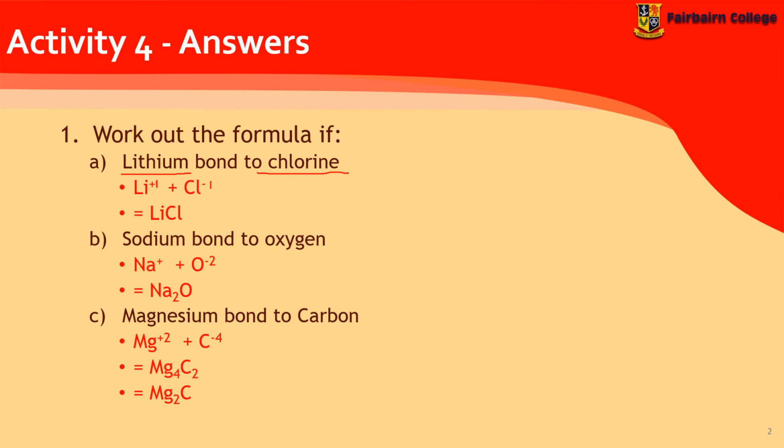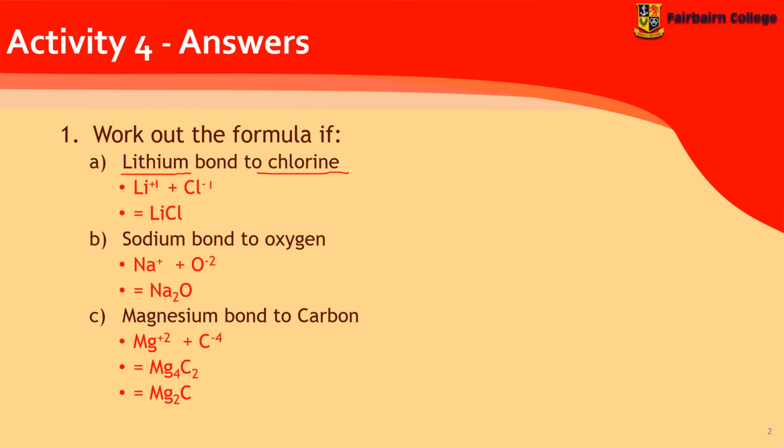Then for the next one, sodium that binds to oxygen. Again, we look up the valency on the periodic table. We see that sodium is Na+, and oxygen is O-2. Then we take the 2 over, and we take the 1 over, and we're left with Na2O.